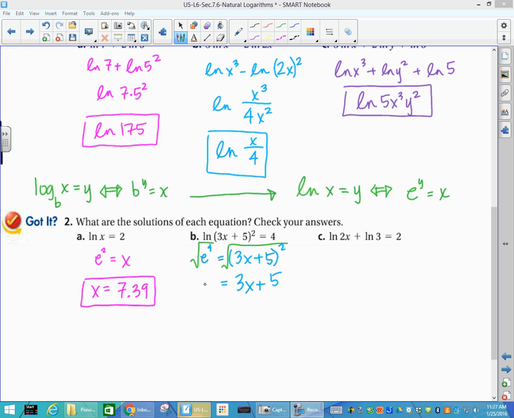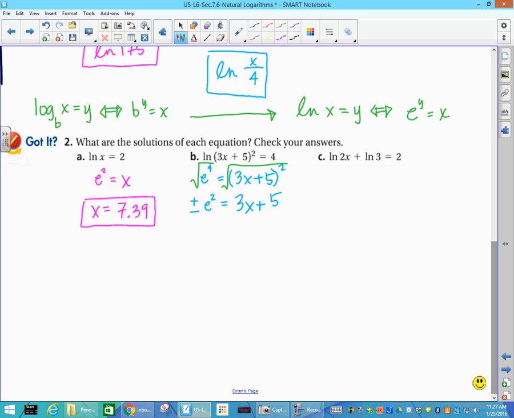The square root of e to the fourth is e squared, but you got to remember to do your plus or minus. Okay, so from this point, you know how to isolate the x. We're going to subtract the 5, so I have negative 5 plus or minus e squared equals 3x. And then I'm dividing by 3, so x equals negative 5 plus or minus e squared over 3.